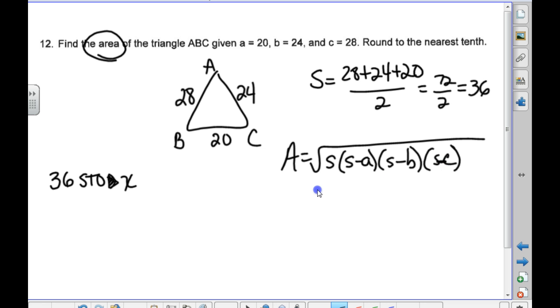I'm just gonna write it out. It's gonna be 36 times 36 minus 20 times 36 minus 24 times 36 minus 28. And then I'm going to square root when I'm all done with that.